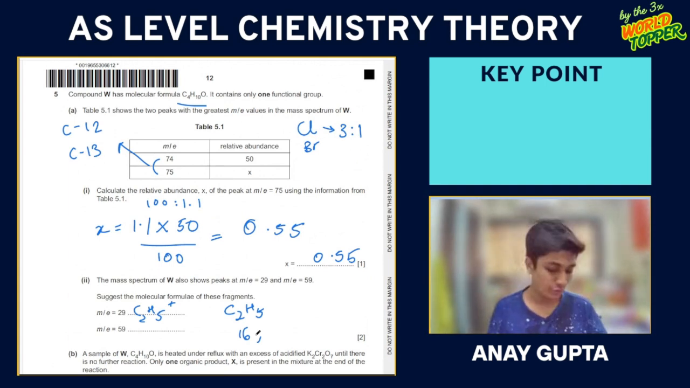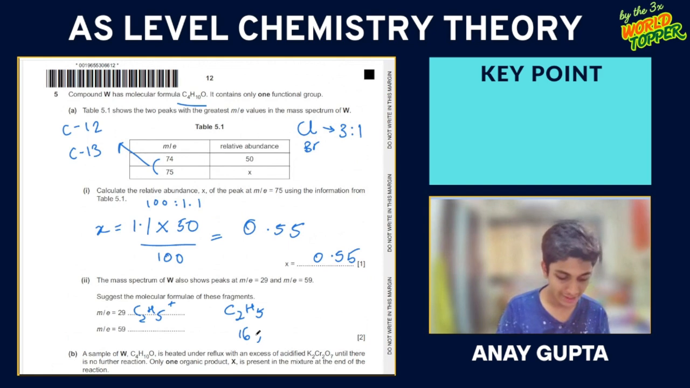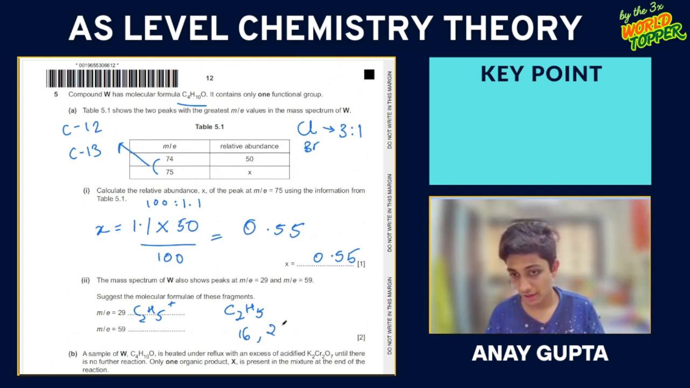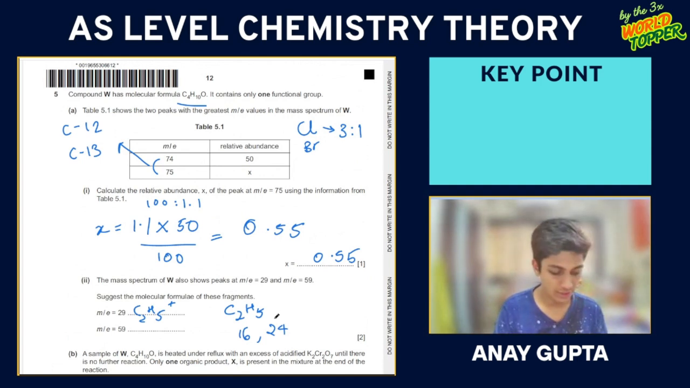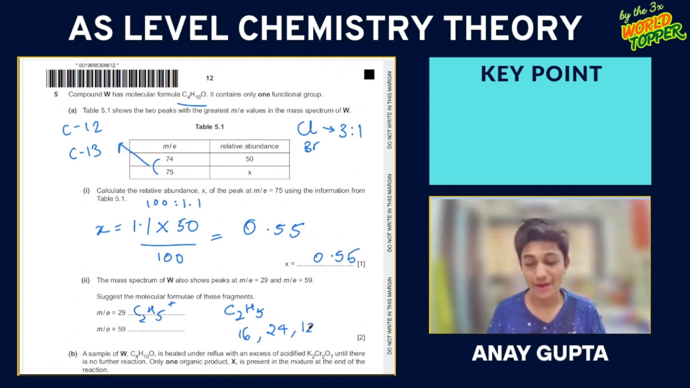So let's say I remove two further carbons. So I remove 24. That gives me 19. Let's say I remove another carbon. Okay, so I have removed 12 more. Now I have 7. So I can have, let's say, 7 hydrogens.